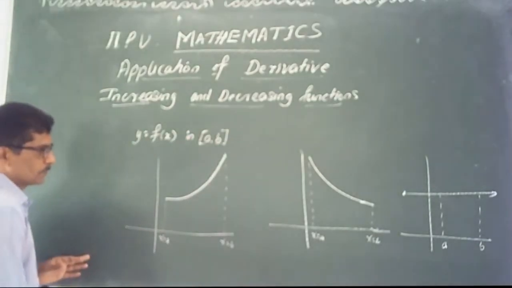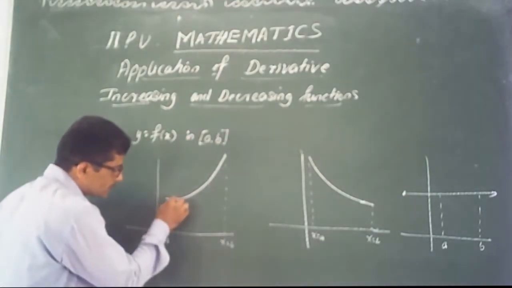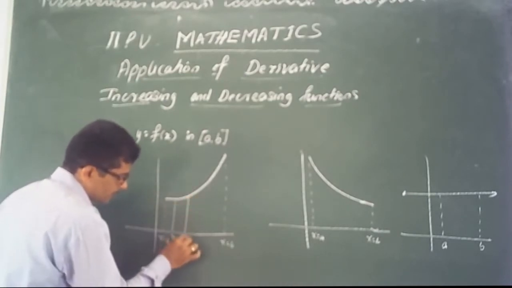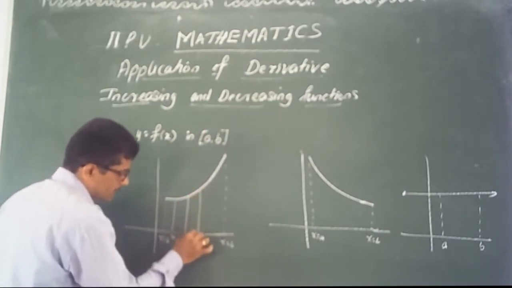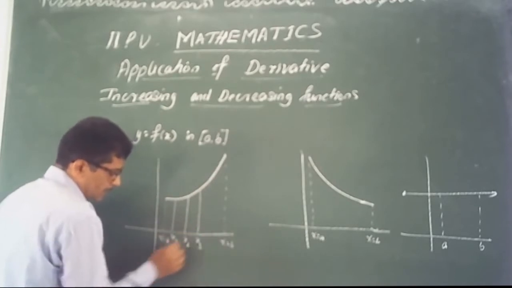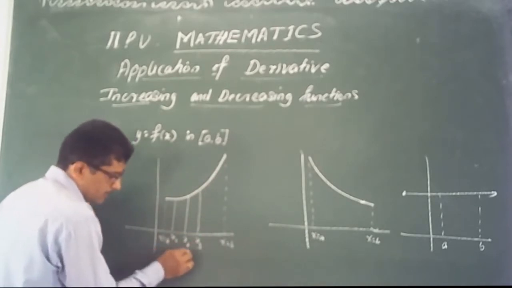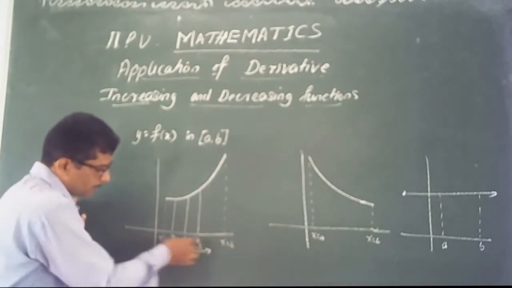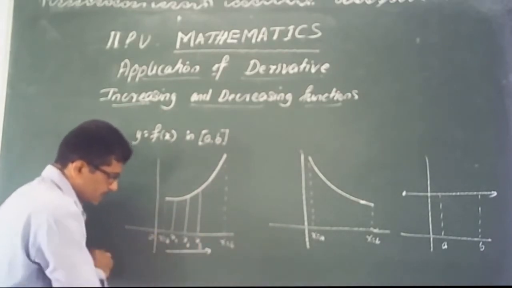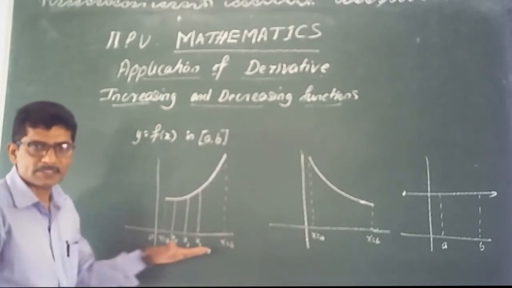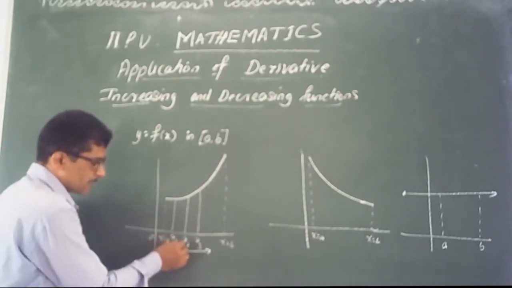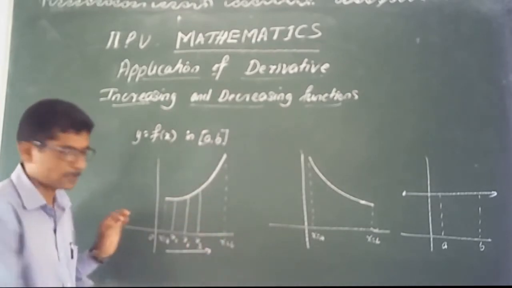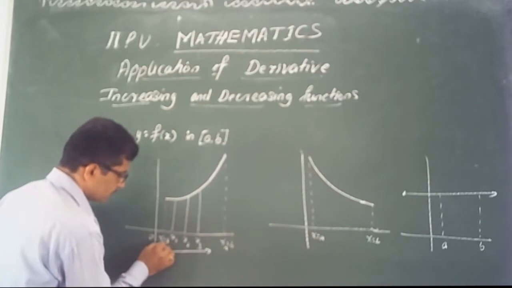Here you know that this value is x0, this one is x1, this value is x2, this value is x3, and we continue like this. From left to right, the x values are increasing. x1 is less than x2, x2 is less than x3, x3 is less than x4. Suppose this one is xn, this value is x0.